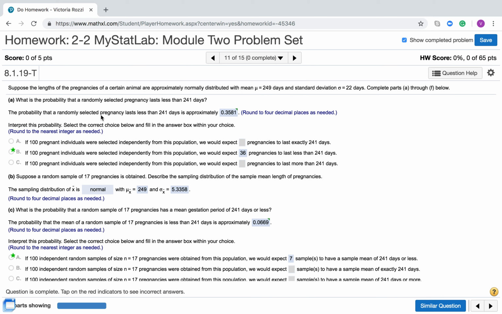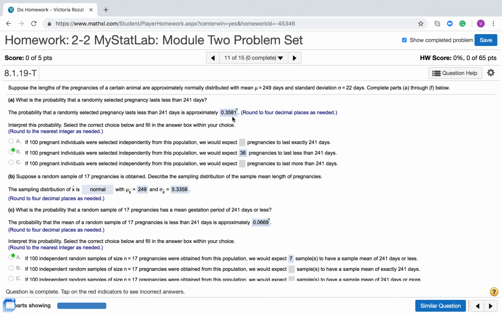Now we're going to interpret the probability. What they're saying here is if we actually have 100 pregnant individuals of this animal, whatever it is, how many pregnancies would we expect to last here? Because we're doing less than 241 days, pick the one that says less than. The way they're getting this 36 is they're taking the 0.3581 and multiplying by 100. If you actually do this, you're going to get 35.81.